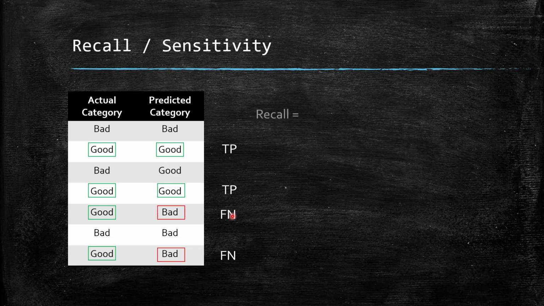So sensitivity or recall is defined in this way. We have our true positive cases, and all the true positive and the false negative cases together as the denominator.